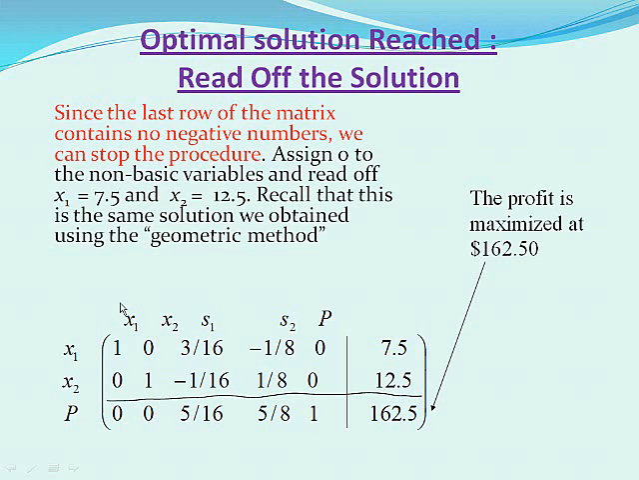So we have x1 as a basic variable, x2 as a basic variable, s2 and s1 are non-basic variables. So our solution is s1 equal to 0, s2 equal to 0, and then reading the basic variables as x1 equal to 7.5, x2 equal to 12.5, and P equal to 162.5.